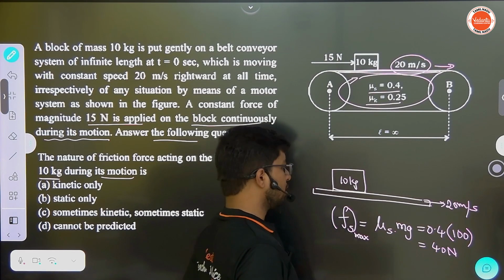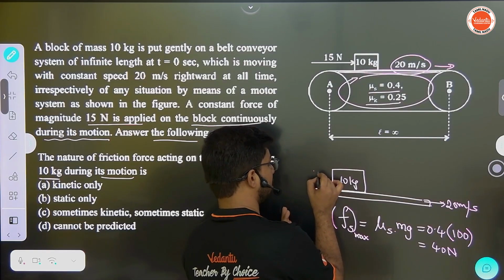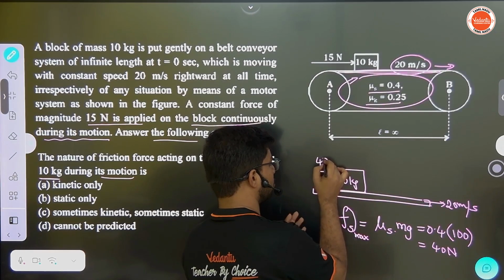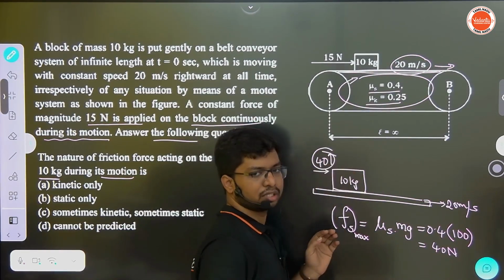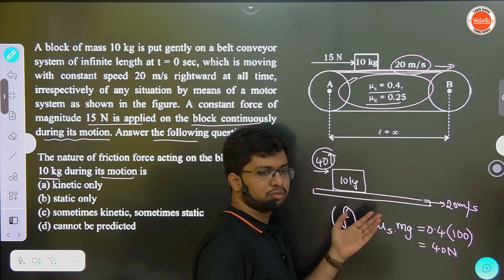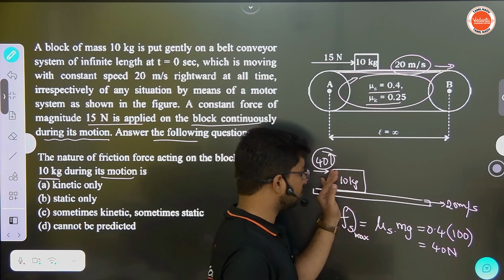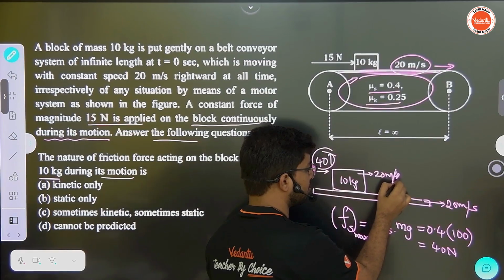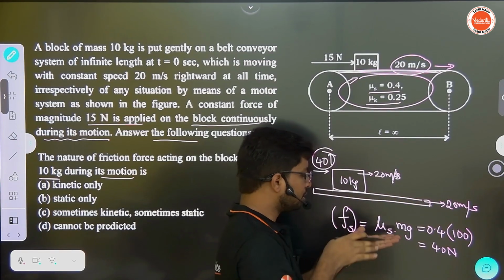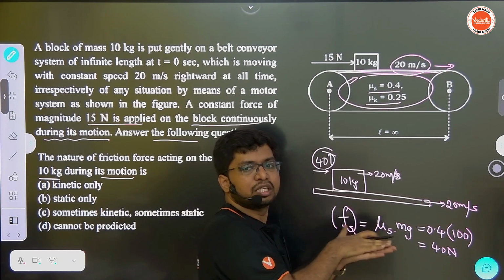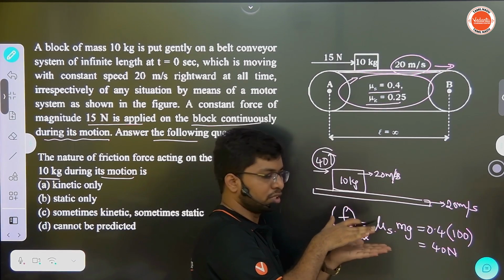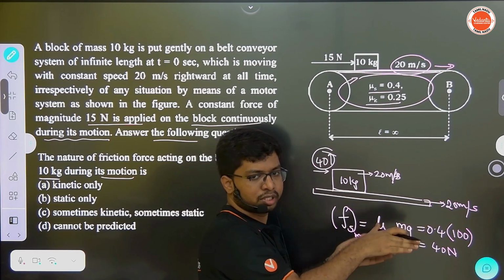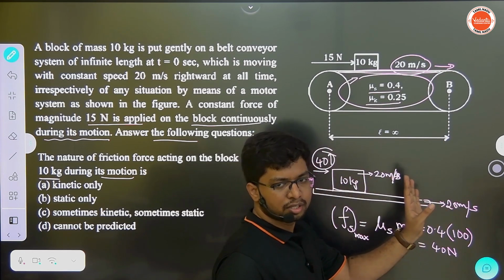That means unless you apply a force more than 40, this is not going to move. This is not going to move in the sense that it will move with 20 meters per second only, exactly 20 meters per second, right? But then there will not be any relative slipping over here. Clear? With respect to the belt, it is not going to move. It will just move along with the belt.